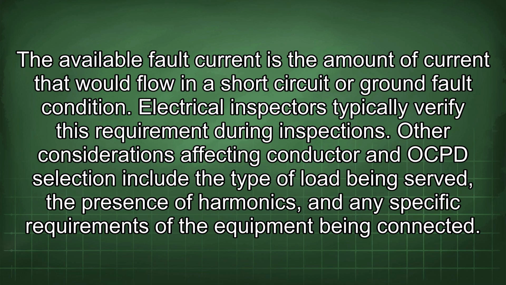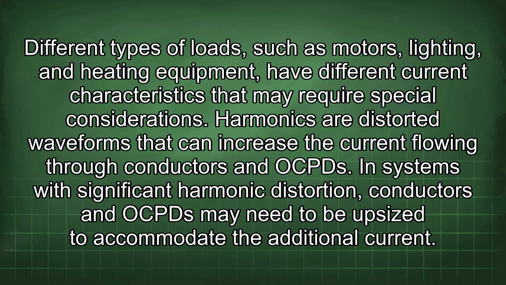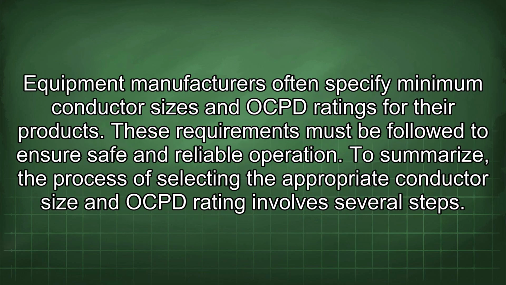Other considerations affecting conductor and OCPD selection include the type of load being served, the presence of harmonics, and any specific requirements of the equipment being connected. Different types of loads, such as motors, lighting, and heating equipment, have different current characteristics that may require special considerations. Harmonics are distorted waveforms that can increase the current flowing through conductors and OCPDs. In systems with significant harmonic distortion, conductors and OCPDs may need to be upsized to accommodate the additional current. Equipment manufacturers often specify minimum conductor sizes and OCPD ratings for their products. These requirements must be followed to ensure safe and reliable operation.